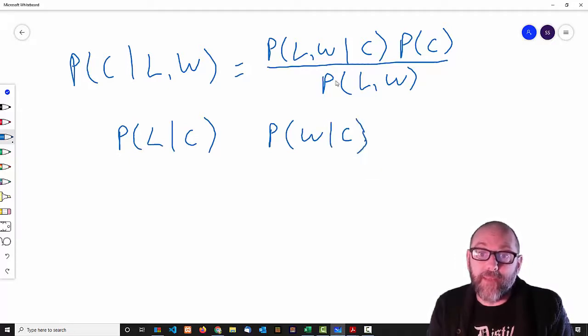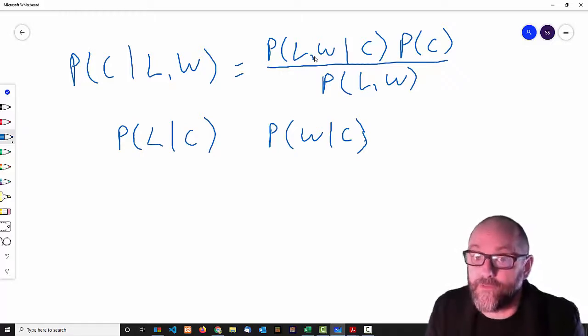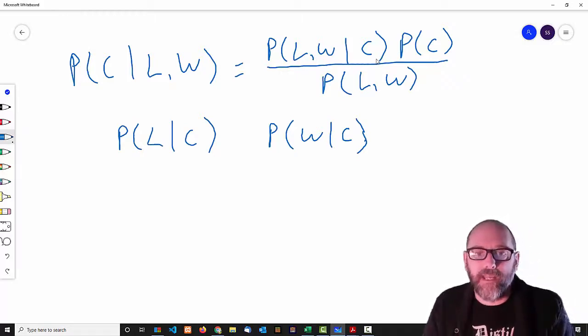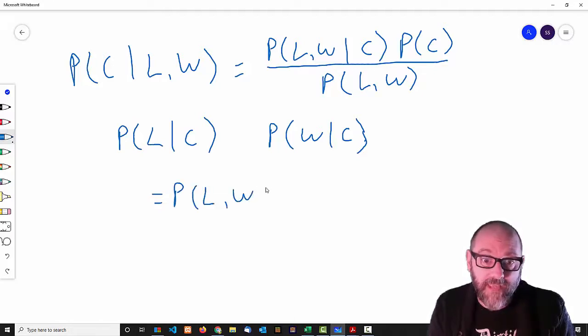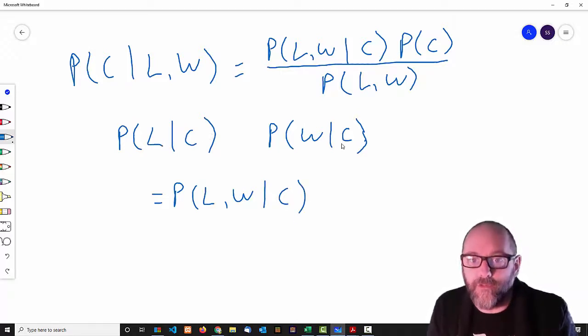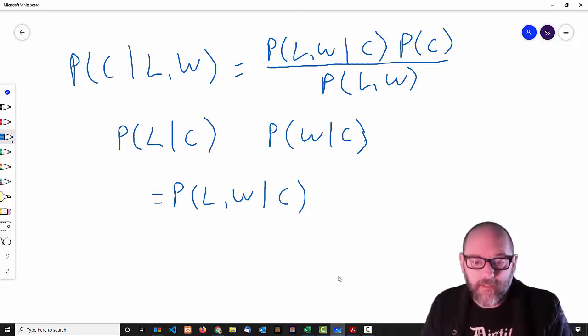Now that's not the same as getting the probability of both of those features together given that it was a cat. And that's where the second assumption comes in. We want to know, what's the probability of getting that length and getting that width together if it was a cat? And what we've got is the probability of the length if it was a cat and the probability of the width if it was a cat. Okay, let's go back to the handout.